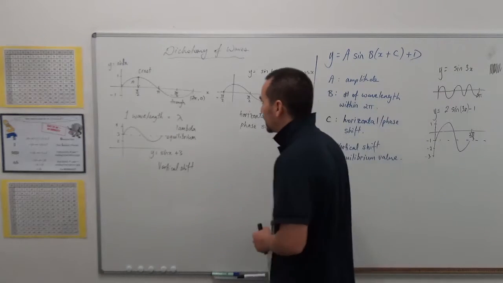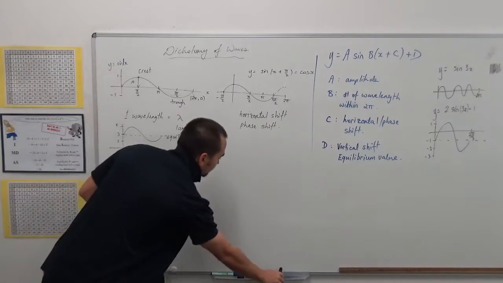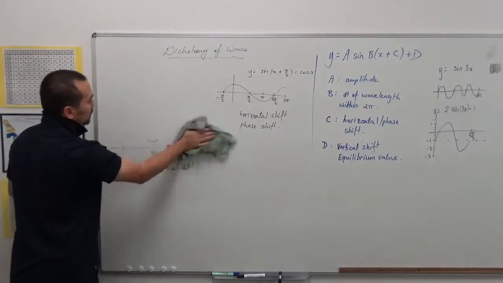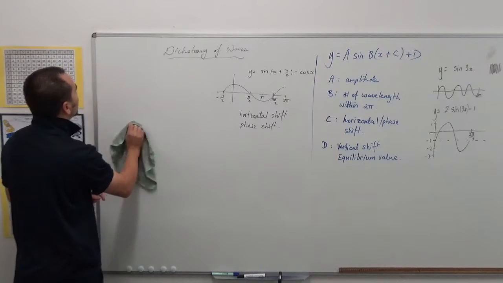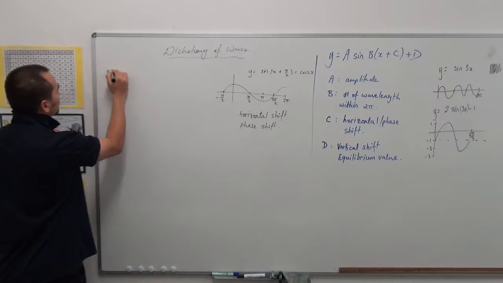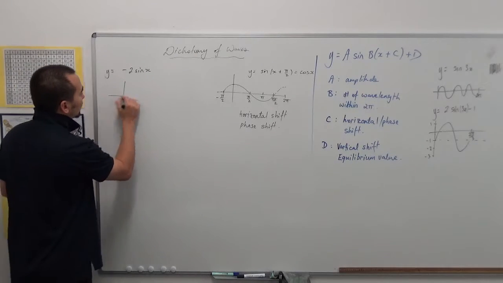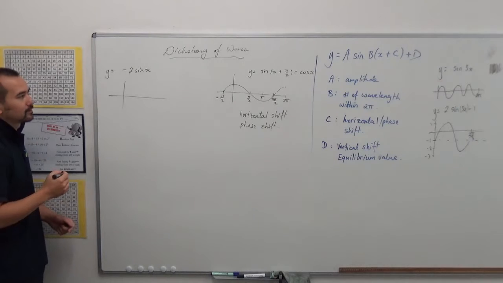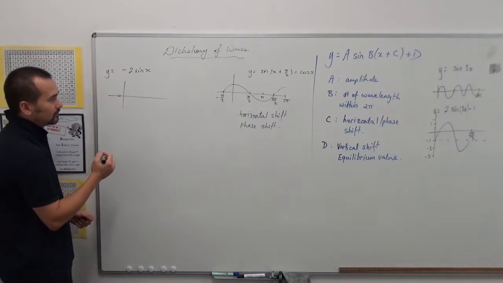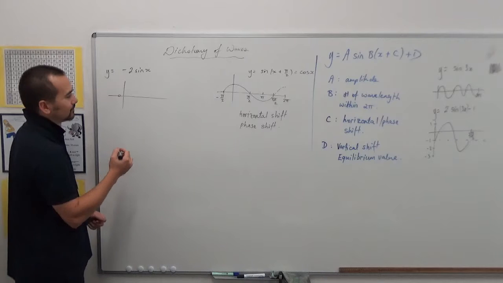Let's work back over here now. Zara, pick for me an amplitude. -2. Excellent. Okay. So here's my graph. What's it going to look like? It'll just be like a normal sine graph, just with a higher amplitude.